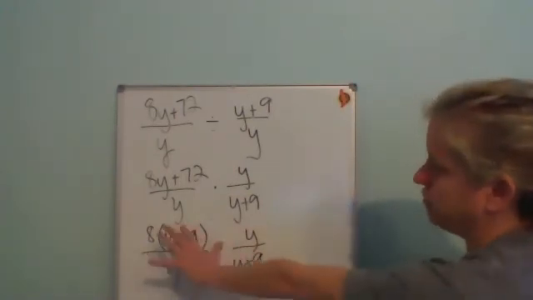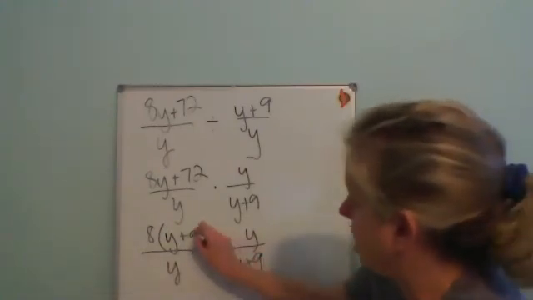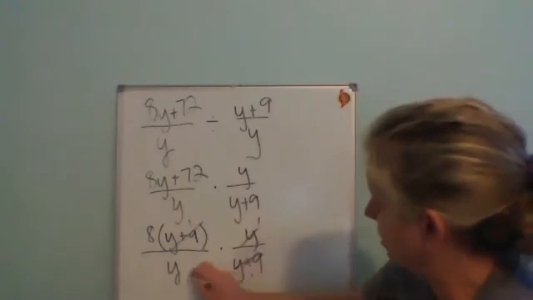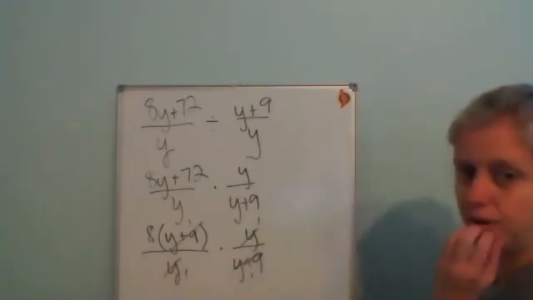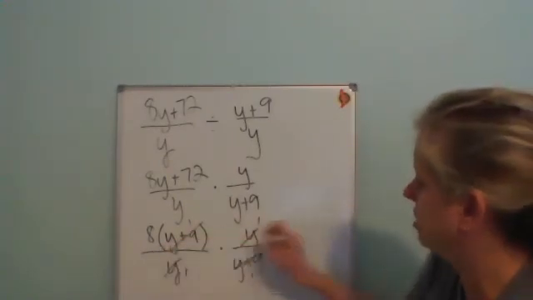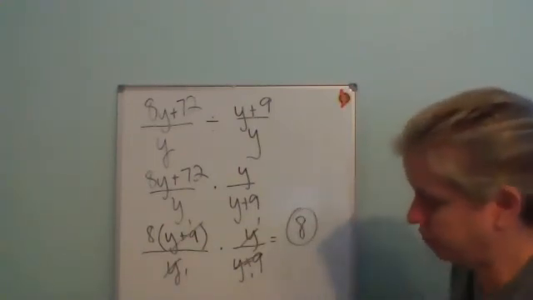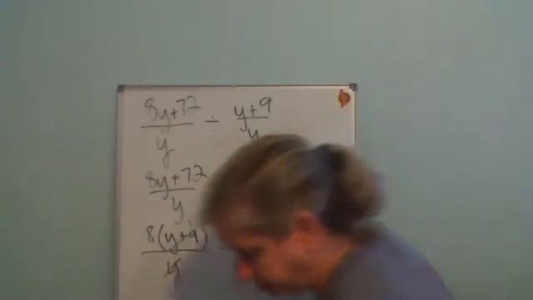Now you're looking for factors to cancel. Well, let's see. That y plus 9 will cancel that one. And what about this y? That y will also cancel that one. So look, all that you're left with is 8. So after you do all that work, all you're left with is 8.